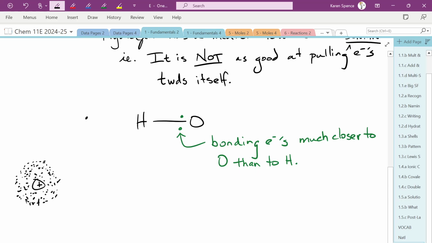Now, the bonding electrons between hydrogen and oxygen are going to appear like this, where we have a lot of density over near the oxygen. So the electrons are still able to move freely. They still move freely between them, but they spend more time over near the oxygen.